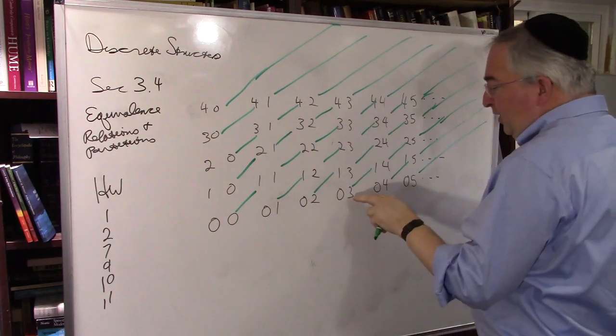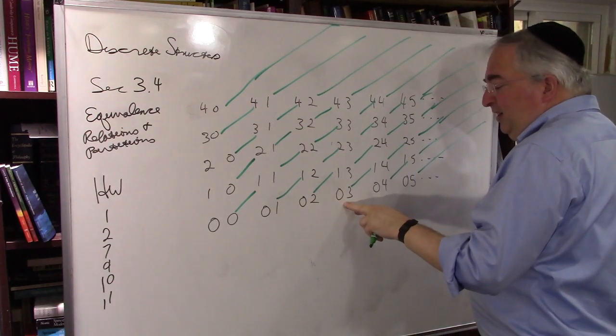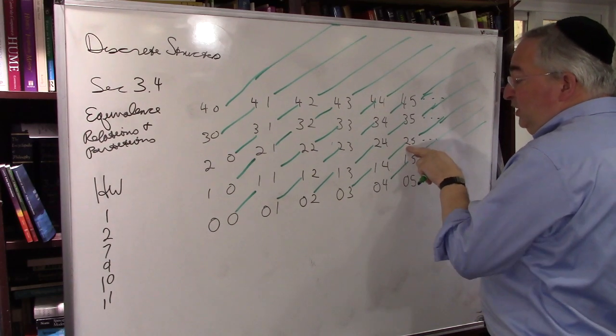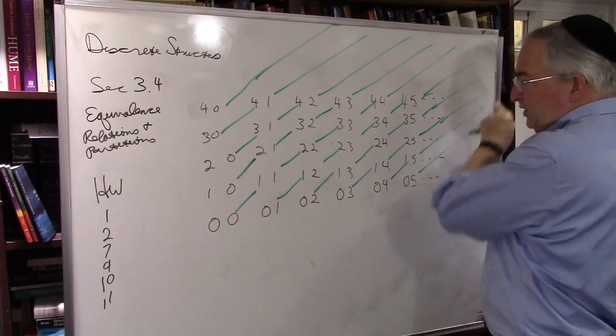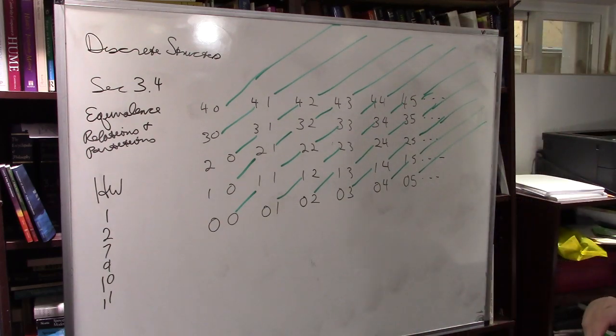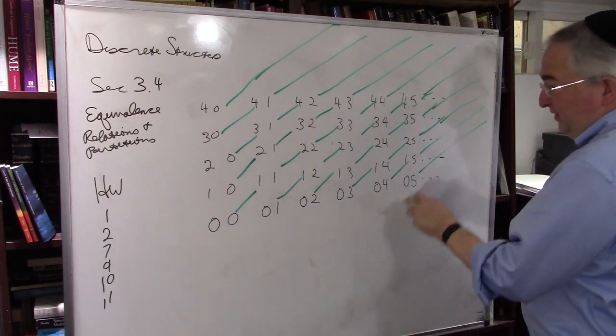Okay, let's do this one. Here it's negative. 0 minus 3 is negative 3. 1 minus 4 is negative 3. 2 minus 5 is negative 3. Okay, great. Now let's ask the following question. This basically shows what each equivalence class is.